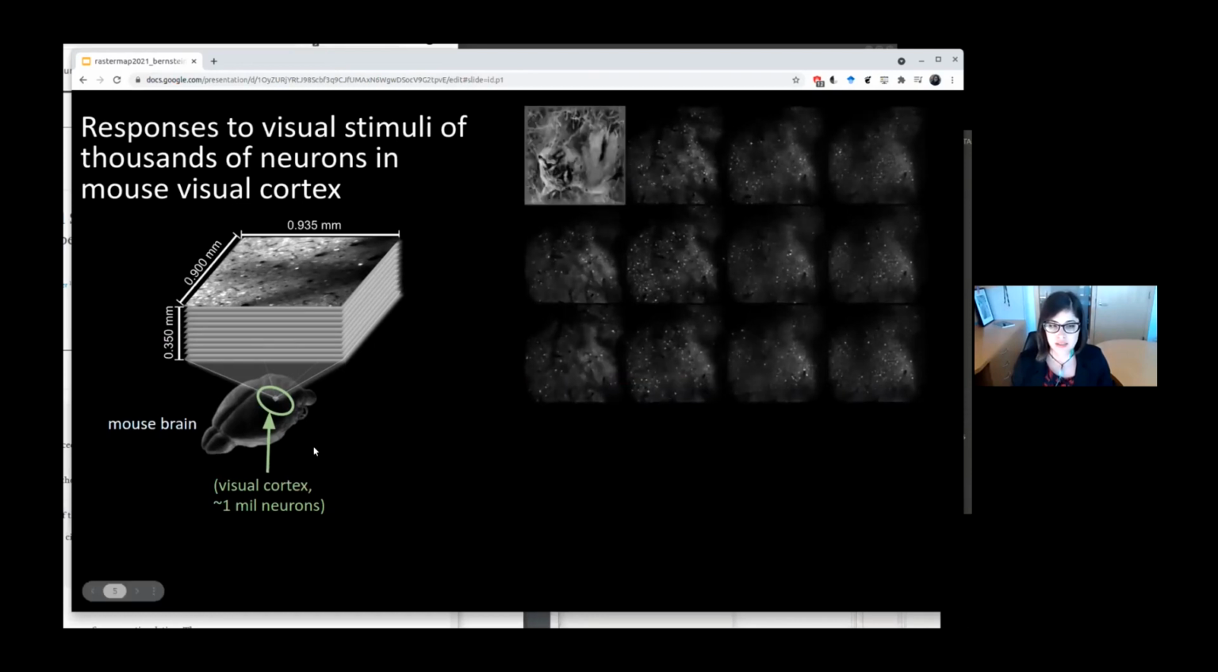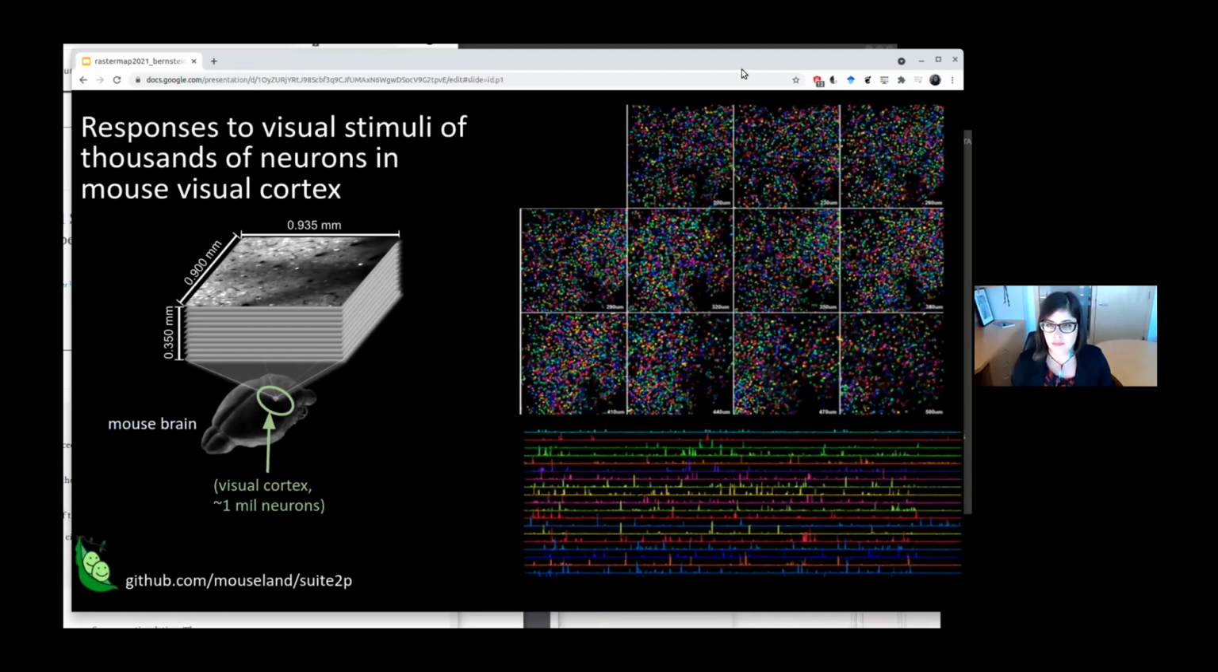And the circuit that we're studying, just for people who aren't familiar with mouse visual cortex, there are around 1 million neurons in mouse visual cortex. So it's an interesting circuit to look at. And so we take these recordings and we basically segment every single neuron in these recordings. We make these little masks, these different little colored discs. We take the sum of the pixels of every frame of the video in each of these disks, and that gives us one of these traces here across time.